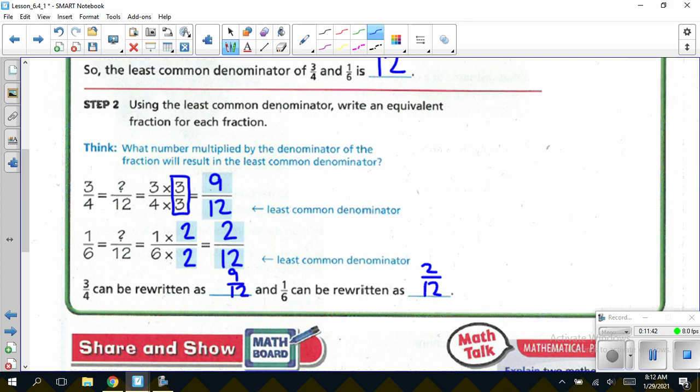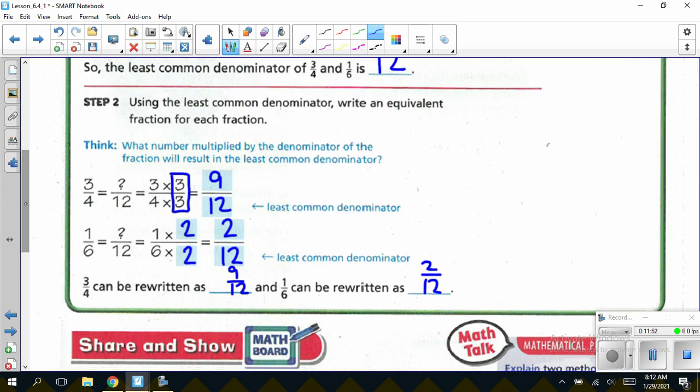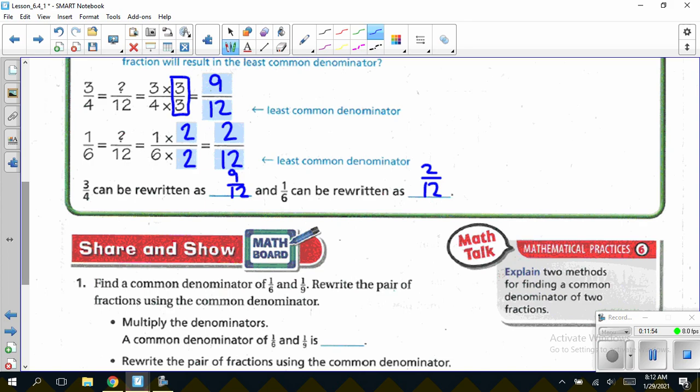Now, by doing this lesson, it is setting us up for the lesson over adding and subtracting fractions, because when you add and subtract fractions, you do have to have a common denominator before you can add or subtract.